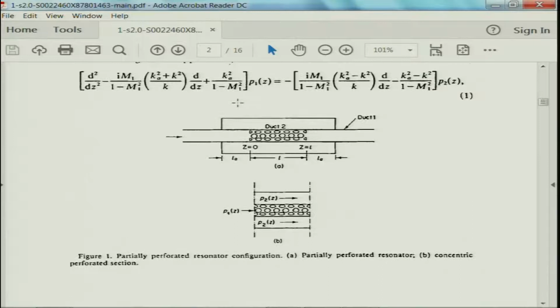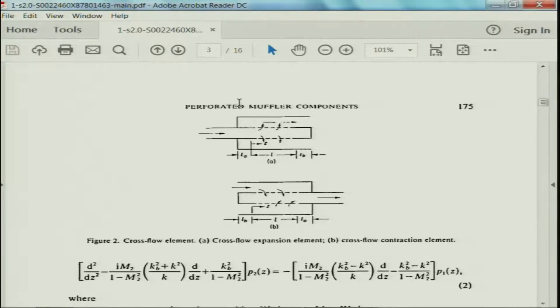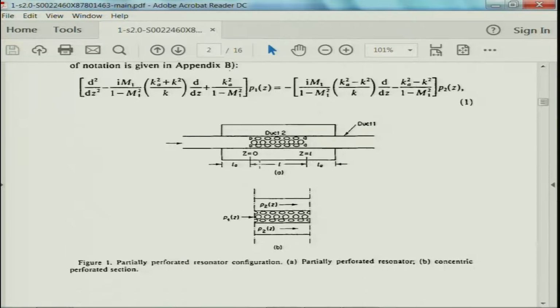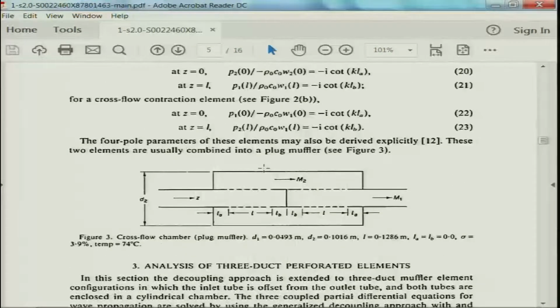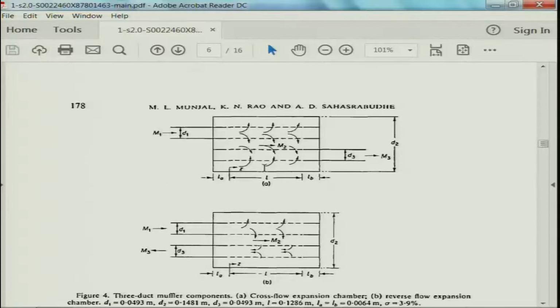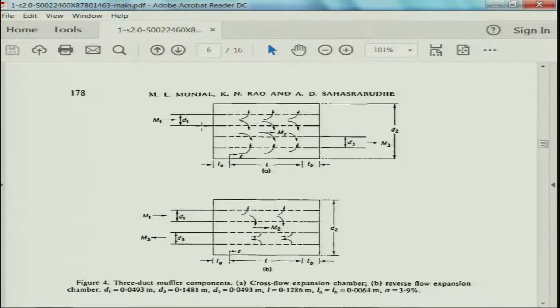They have analyzed different 2 duct configurations, a 3 duct configuration with cross flow elements like this one or the grazing flow element like this one, and a plug muffler. We will do all this in today's class, but let us first analyze this one. This is called a cross flow configuration because the flow comes here, crosses over the pipe and goes through this pipe.